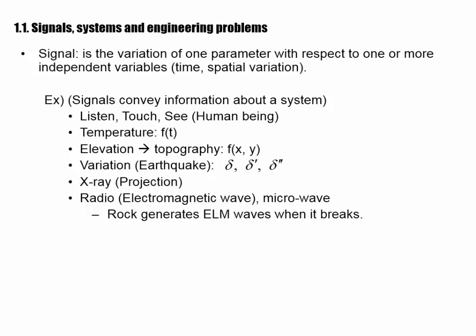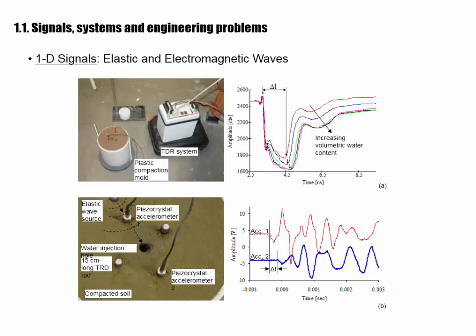Radio, microwave, et cetera. So we are receiving lots of kinds of signals. And what is a one-dimensional signal? When we do a point measurement, that's a one-dimensional signal, right? So you get the information about that location.